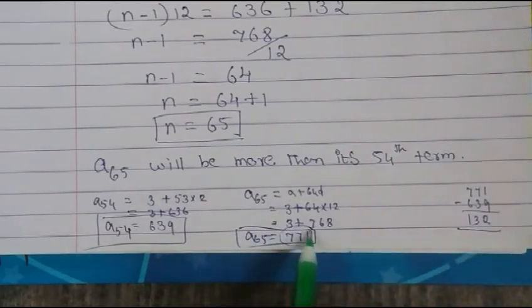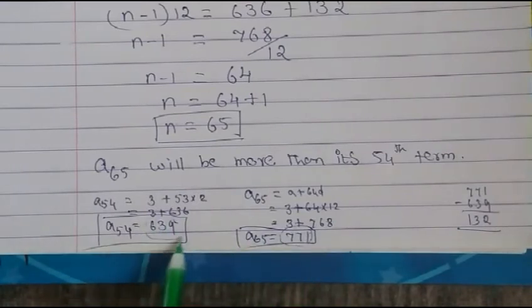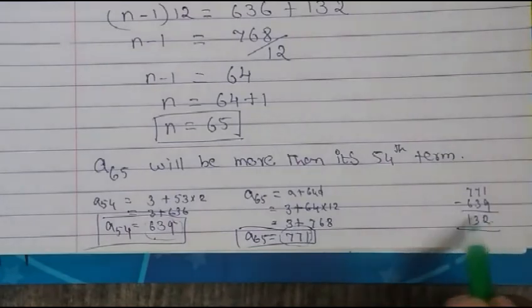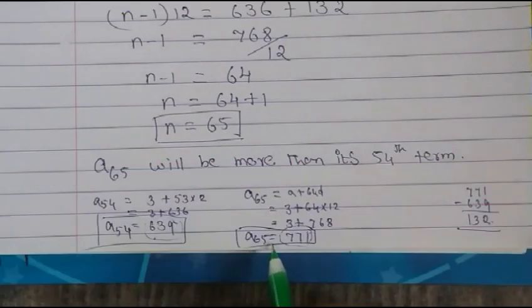So this is the 65th term. 771 is more than the 54th term. How much more? By 132. So the 65th term is 132 more than its 54th term. You don't need to do this in the exam. It is for your understanding.